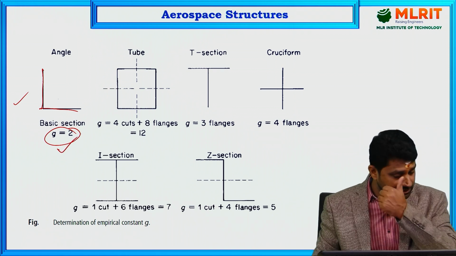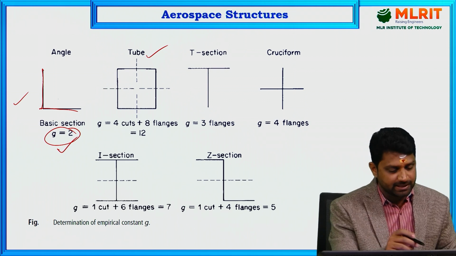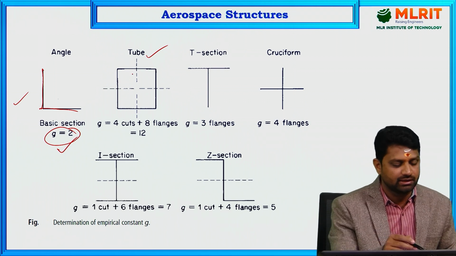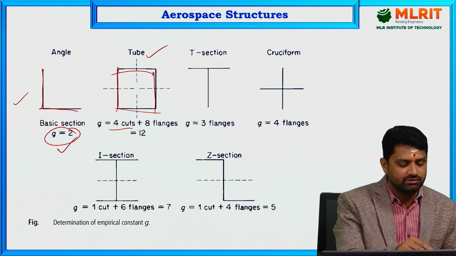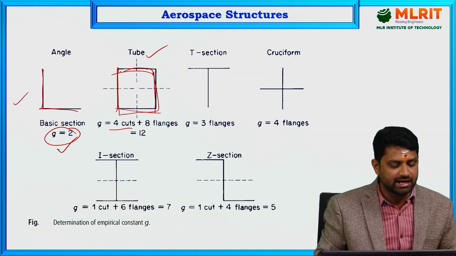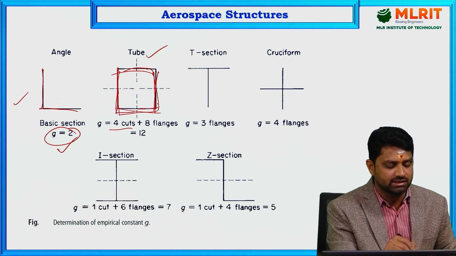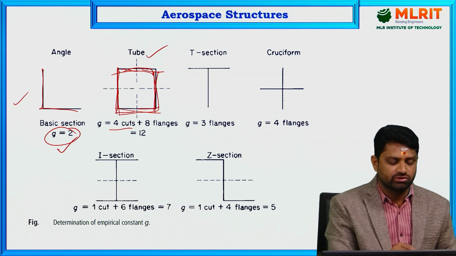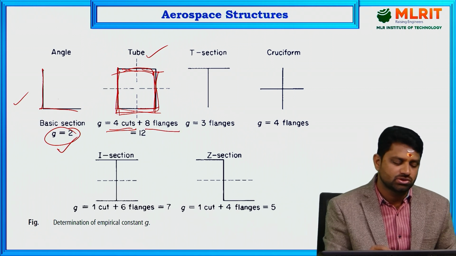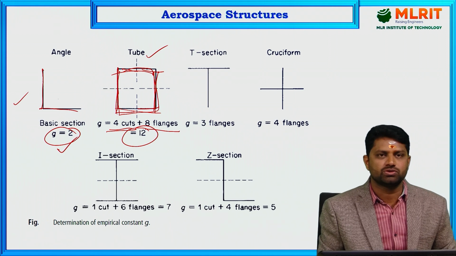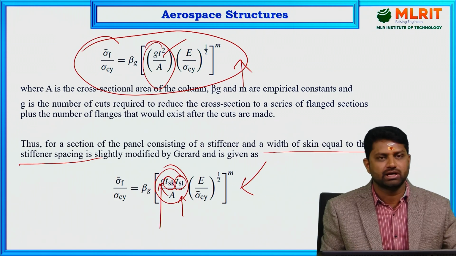Now if you take the second example, that is a tube, for making this tube you can see there are 4 cuts that need to be made: the first cut, second, third and fourth. Once you make these 4 cuts, there are 8 flanges: 1, 2, 3, 4, 5, 6, 7, 8. So 4 cuts are required, and after the cuts are made there are 8 flanges. Totally if you add, it becomes 12. So the G value is 12, which is to be substituted in the formula to get the failure stress prediction.